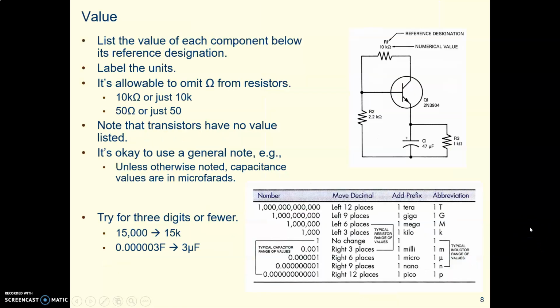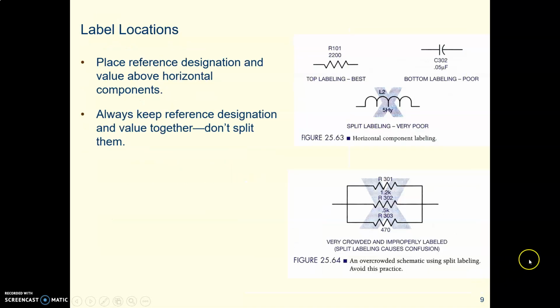Then you list the value, if it's a component that uses the value. For example, here's a resistor that's 10,000 ohms. K stands for 1,000. And we try for just a few digits. Notice how in this schematic these are small numbers. Instead of 2,200 ohms, they wrote 2.2 thousand ohms. So in a minute we're going to look at how to convert these.